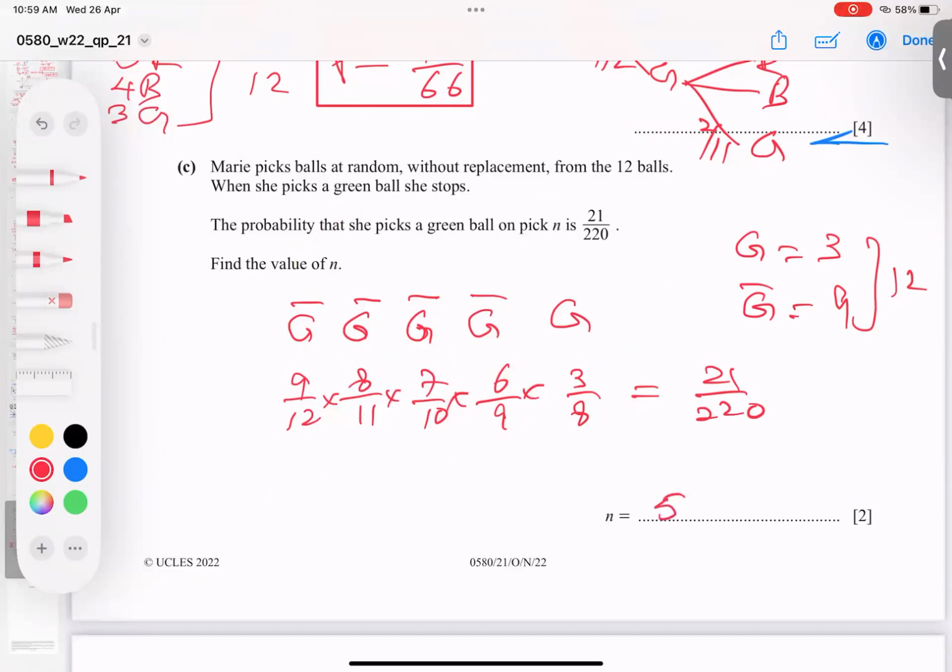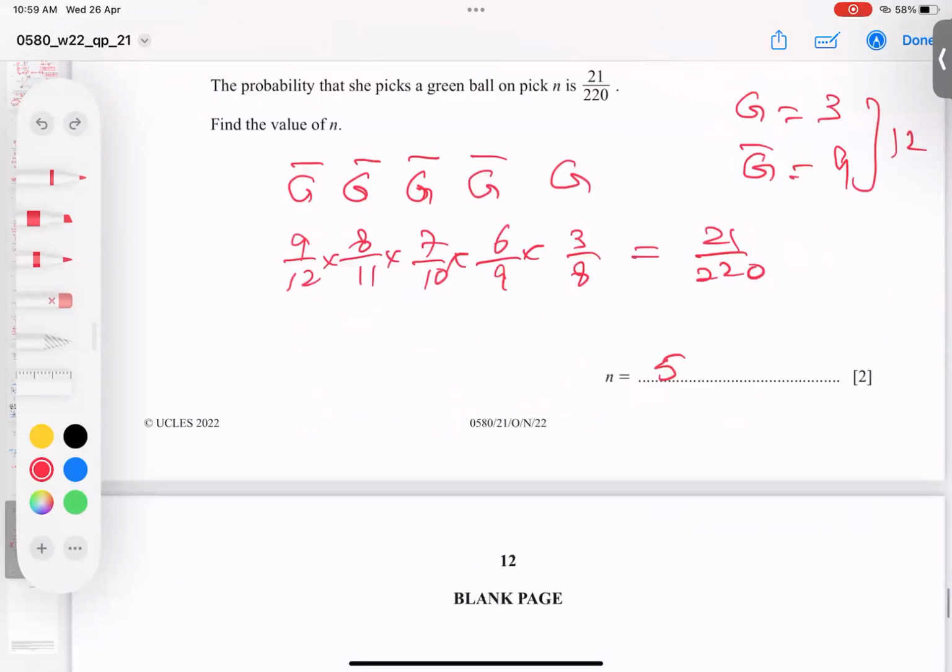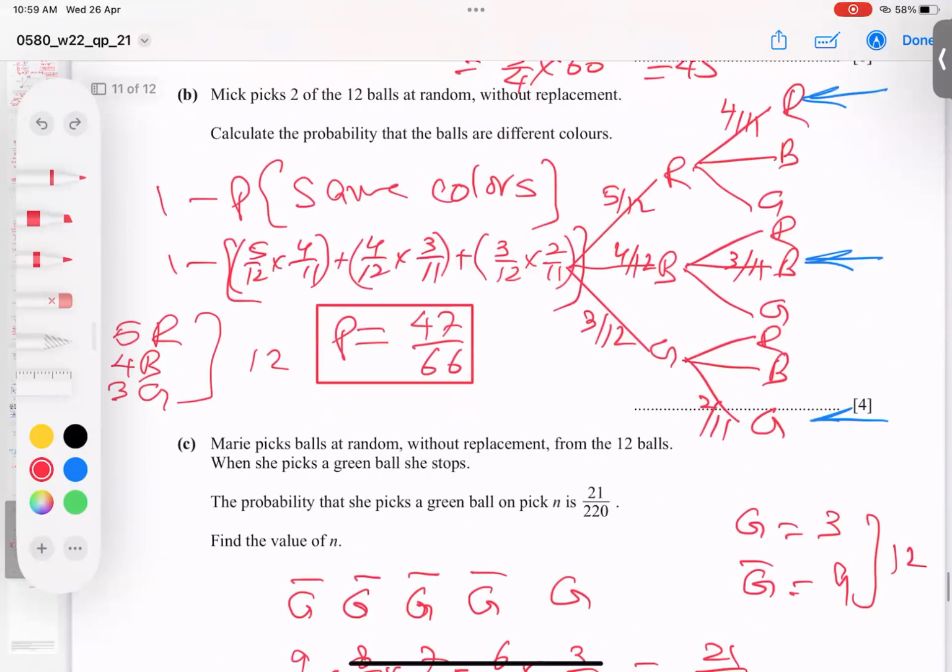Let me recheck once again. 9 into 8 into 7 into 6 into 3, divided by 12 and 11 and 10 and 9 and 8. Yes, exactly, it is matching with that answer. So I hope the point is very, very clear. And this is called the trial and error method. We try and get the answer. I hope the paper is completely clear, and that's it.